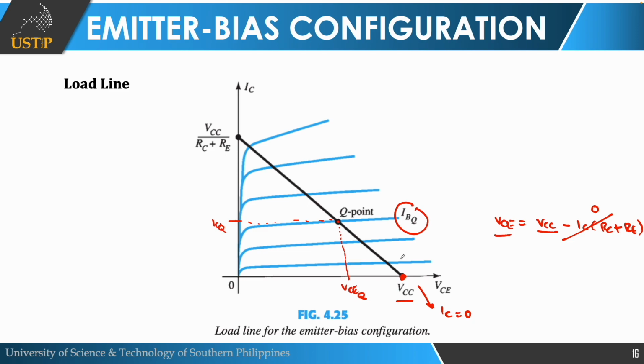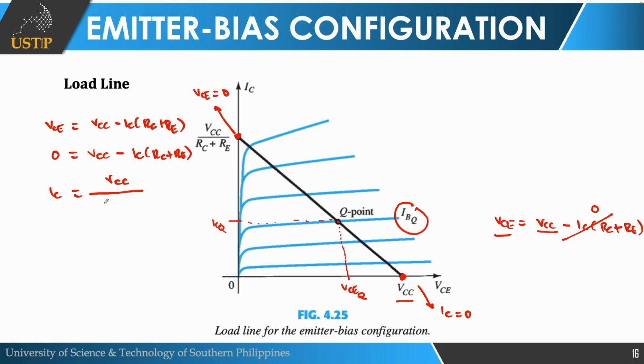So, if this whole expression is equal to 0, we will get a VCE equal to VCC. And then here, on this point, this is a point where your VCE is equal to 0. Okay, so we can copy the previous equation, and then we get 0 here. So if you want to get IC, that is just equivalent to VCC all over the quantity RC plus RE, which is this one. So this is the load line for the emitter bias configuration.